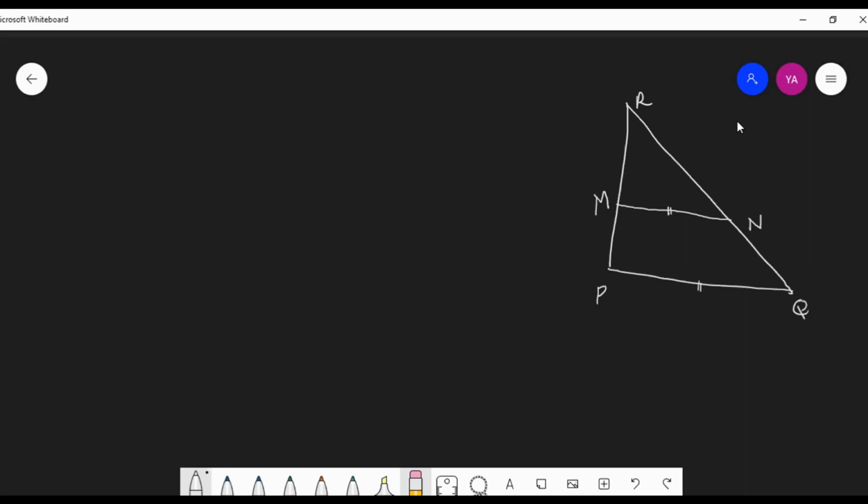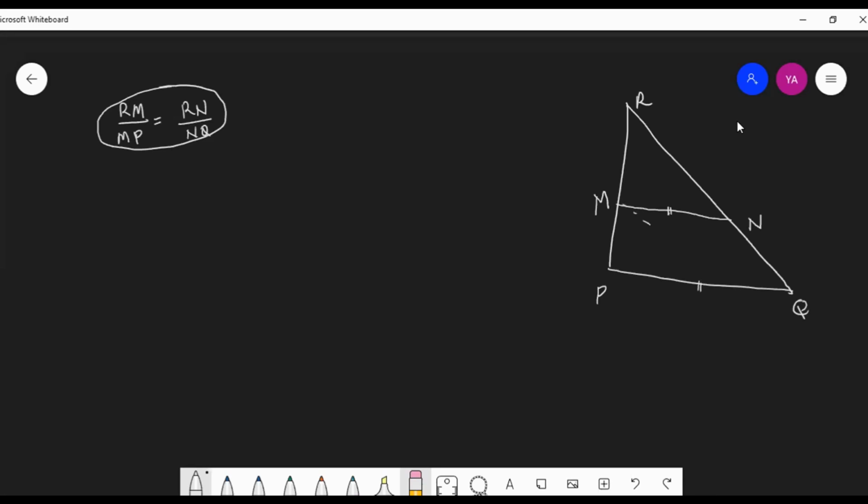We want to prove that, what do we want to prove? The points M and N divide the other two sides in the same ratio. That is, RM by MP is equal to RN by NQ. This is what we want to prove. So for that, we have to draw some more lines in this picture.